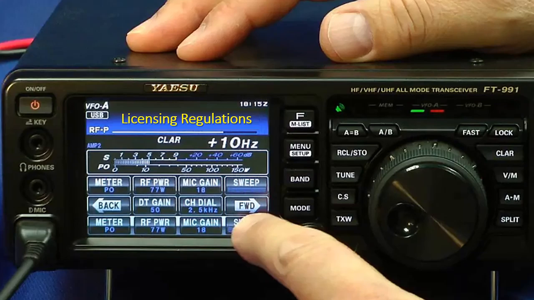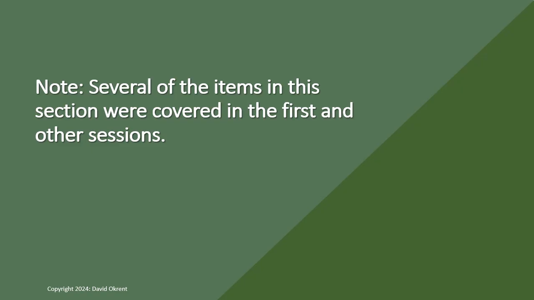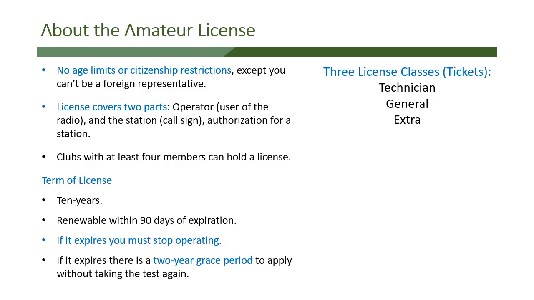So let's talk about some of the licensing regulations. As we get into this, you'll probably notice that I'm leaving some things out from the chapter, and it's because several of the items in this section we've already covered in the first and other sessions. So when you go through this chapter, you'll recognize that some of the things in the book we've covered in other sessions. So let's talk about the amateur radio license.